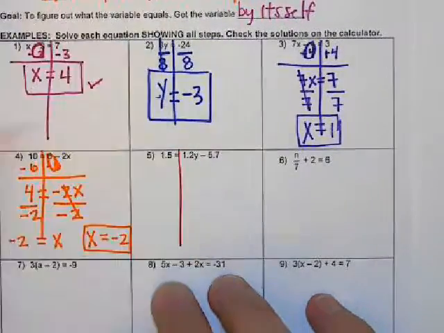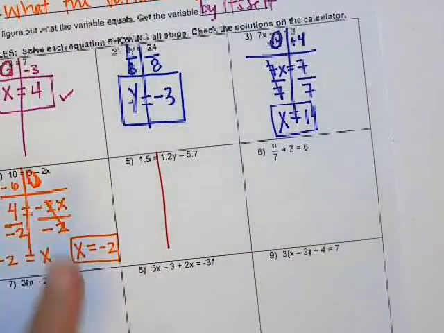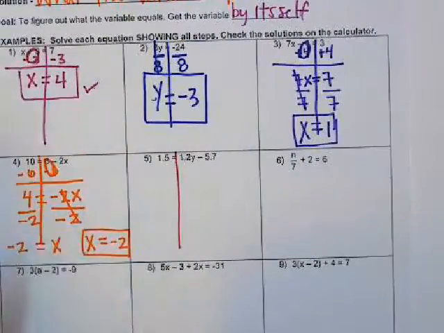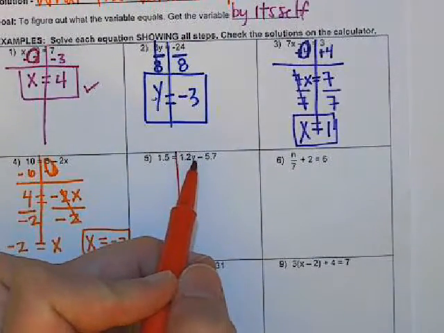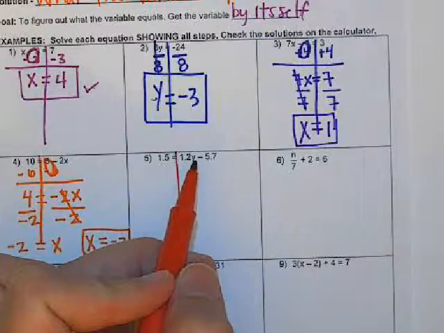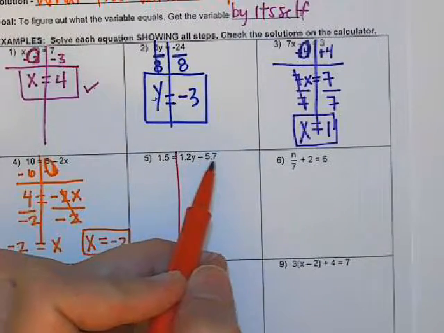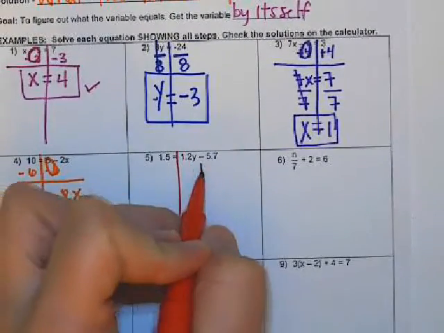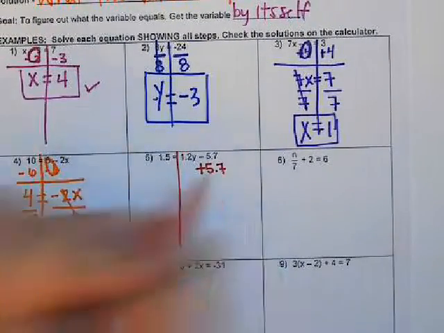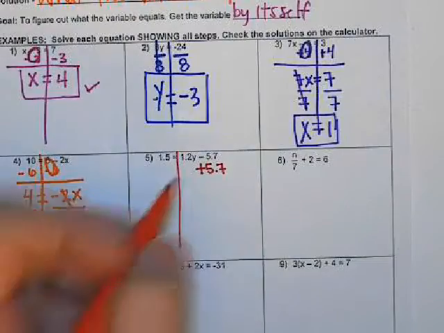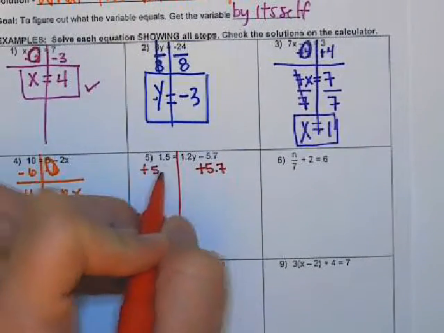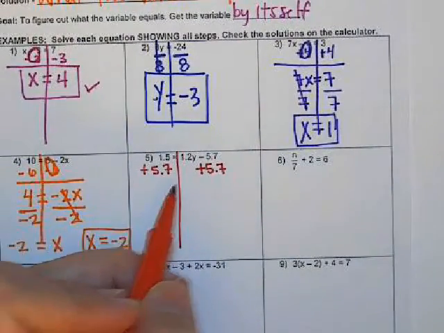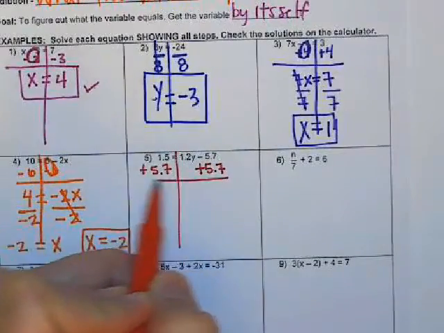Okay? Draw my line. Do decimals mean anything different? No. Find your variable. What's being added or subtracted to the variable? Negative 5.7 is being subtracted, right? So the opposite of that is plus 5.7. What I do to one side, I do to the other. Now I'm about to add, so I'm going to draw my line.